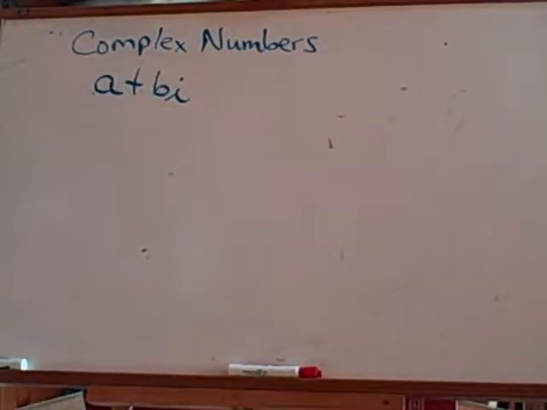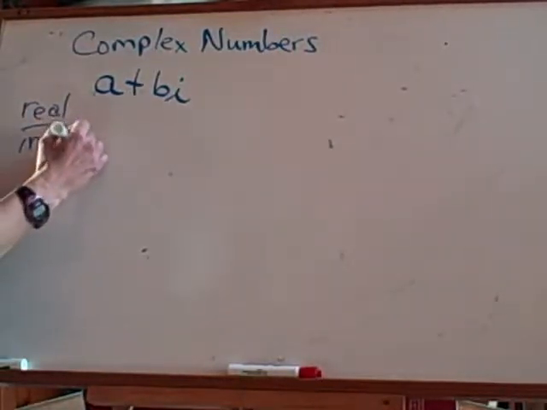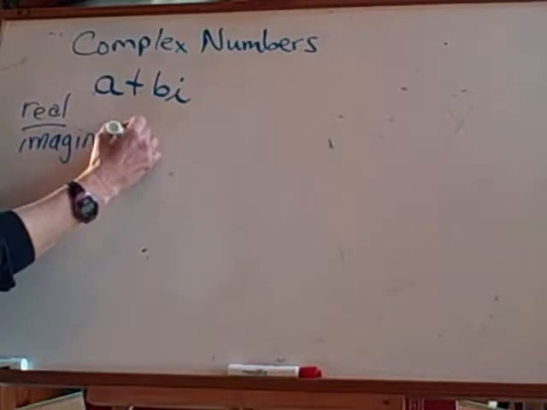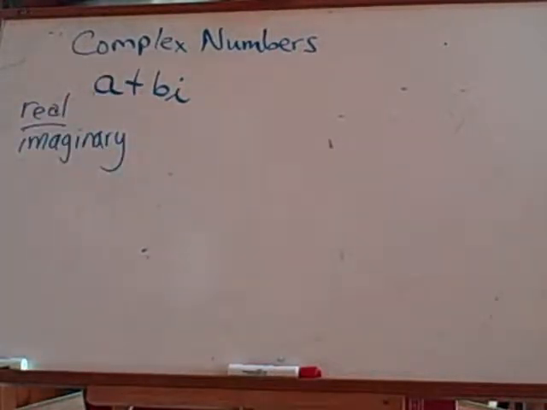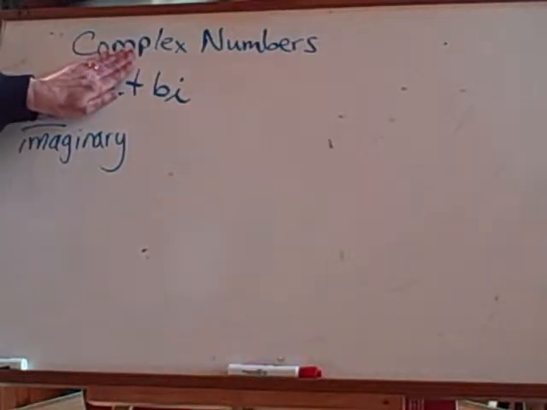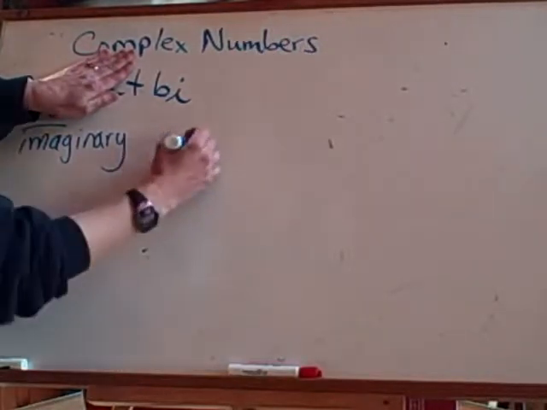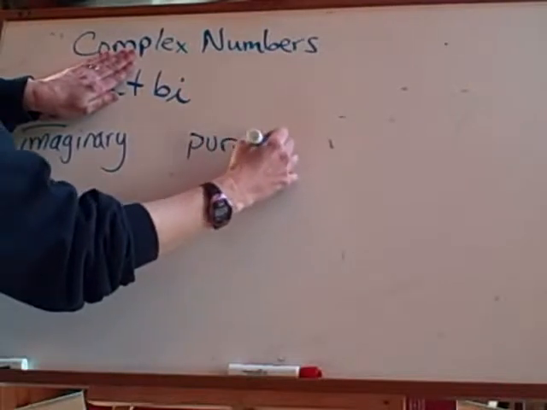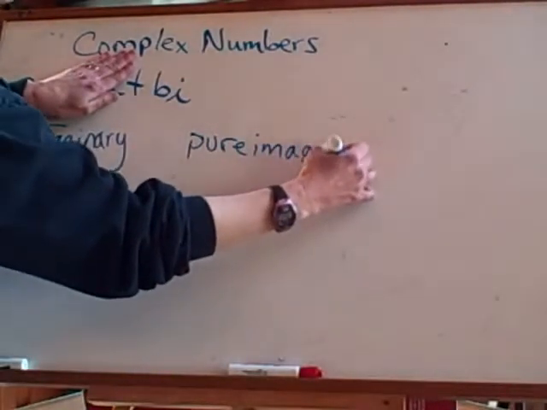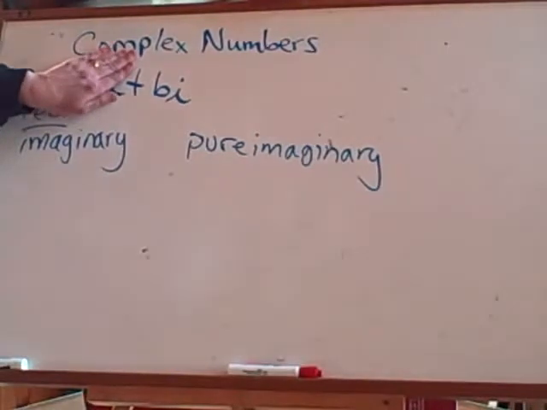Okay? So where it says A represents the real part of the number, and we talked about what real numbers were earlier, and bi represents the imaginary part of the number. So whenever you have it together like that, it's called a complex number. If A equaled 0, and basically A wasn't there, then the number is considered a pure imaginary number.